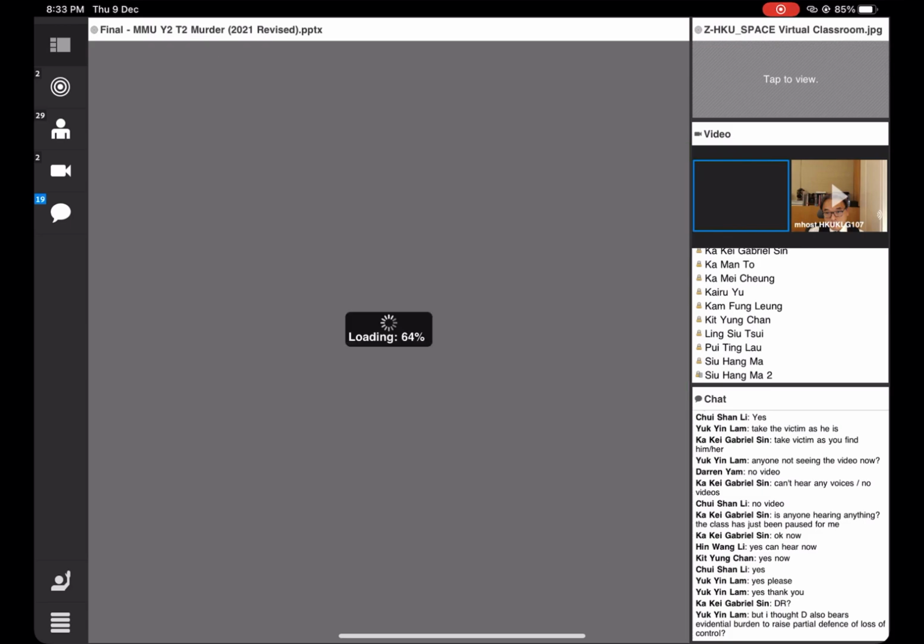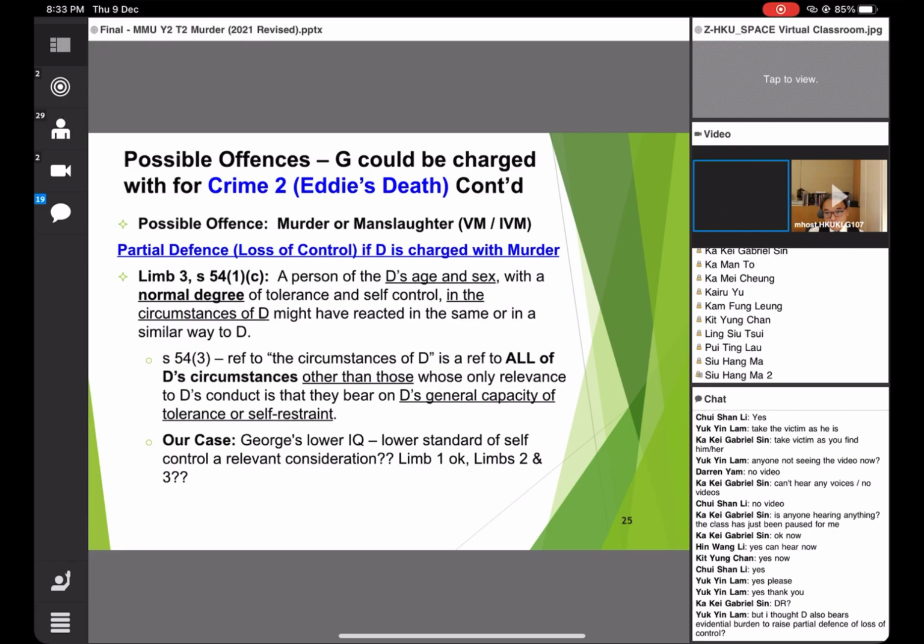It's fact sensitive, okay? Now, number 3, section 54.1c, it says, a person of the defendant's age and sex with a normal degree of tolerance and self-control in the circumstances of D might have reacted in the same or in a similar way to D. Very important to note that section 55.3, reference to the circumstances of D is a reference to all of the defendant's circumstances other than those whose only relevance to the defendant's conduct is that they bear on the defendant's general capacity of tolerance and self-control. So it's always looking at the normal degree of tolerance, okay? And its circumstances other than those, remember.